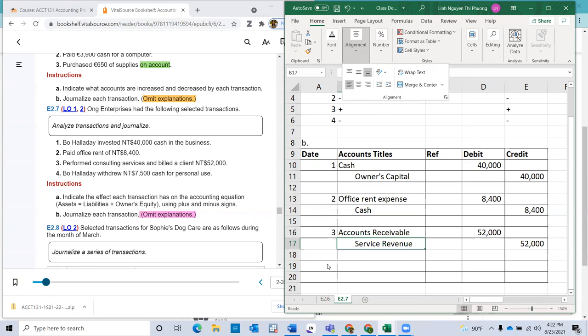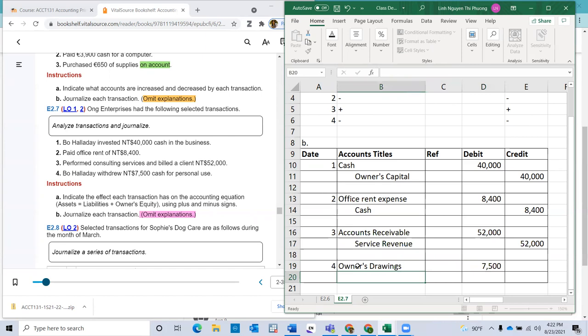Number four, withdrew 7,500 cash for personal use. So we will have owner drawing 7,500 and we credit cash 7,500. Okay, right. Let's move to the next one.